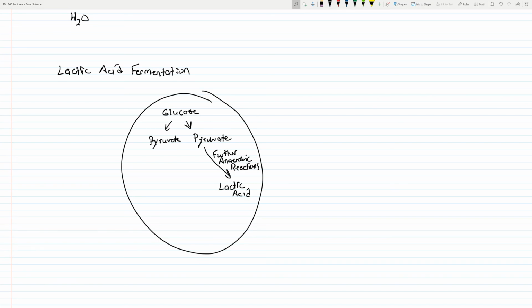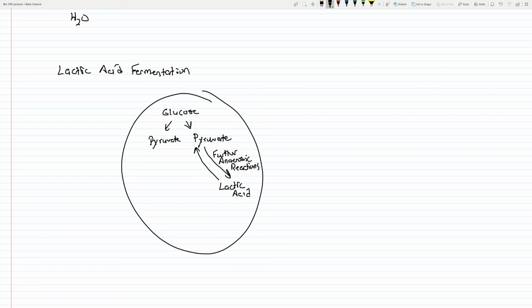Now the nice thing is lactic acid can be turned back into pyruvate itself. But that's what happens if you do not have enough oxygen to shunt the pyruvate to the mitochondria. You're going to get lactic acid. Now I also want you to think about it like this as well.